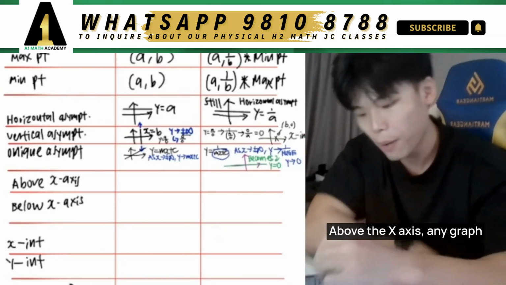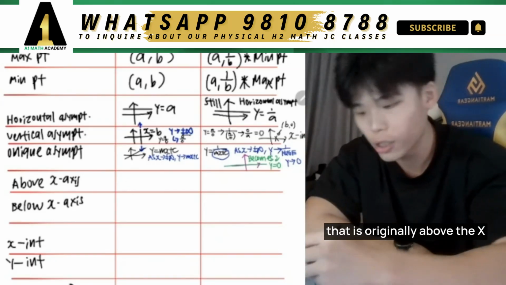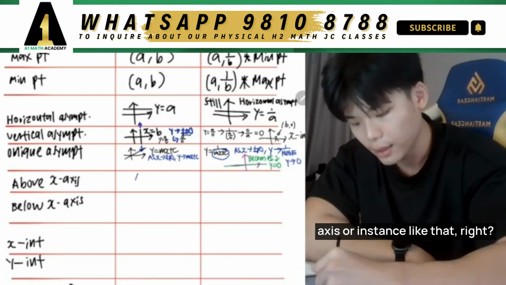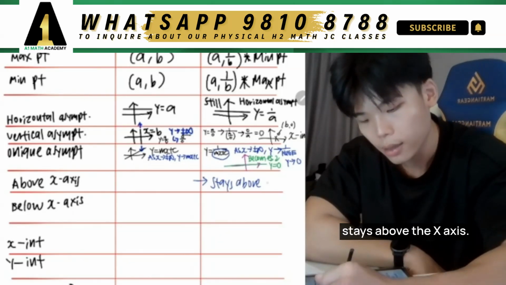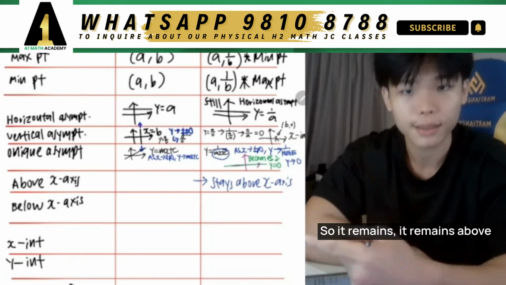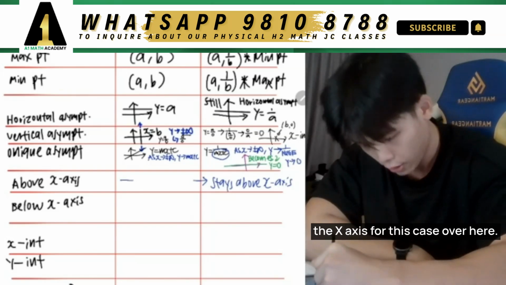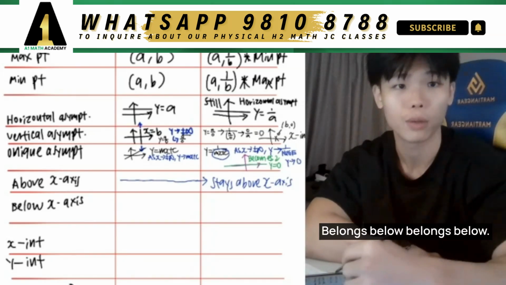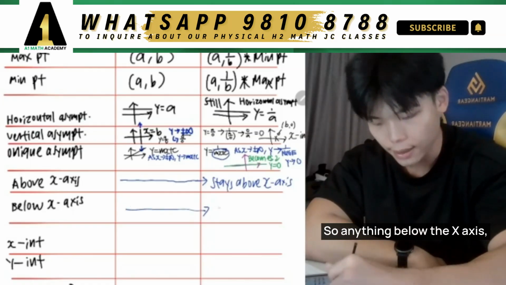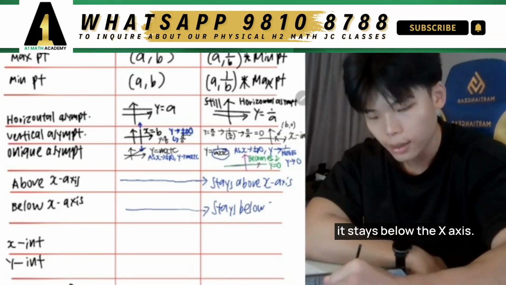Alright, next, above the x-axis. Any graph that is originally above the x-axis, for instance like that, right? In this case over here, it stays above the x-axis. So it remains above the x-axis. Okay, so you won't need to flip anything. What belongs on top belongs on top, what belongs below belongs below. So anything below the x-axis stays below the x-axis.